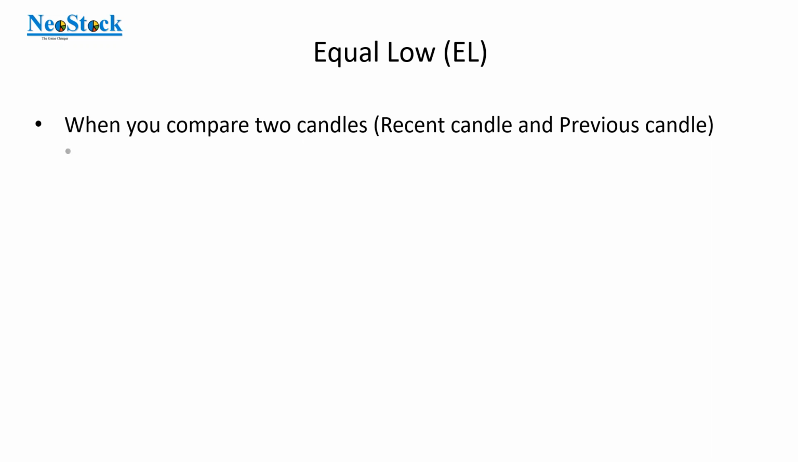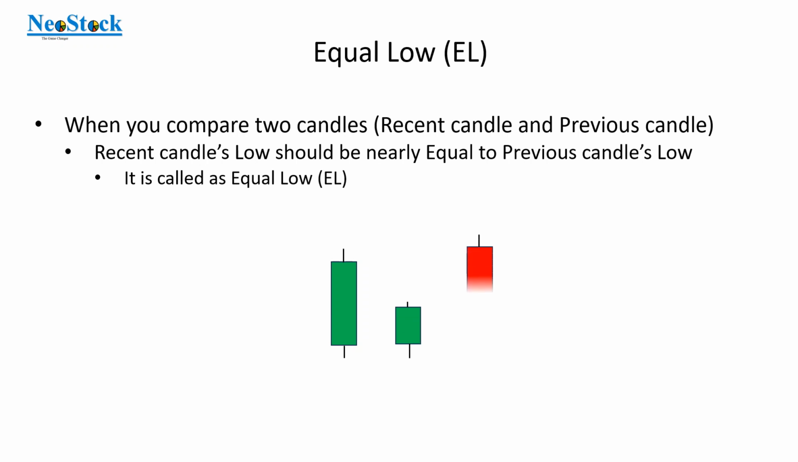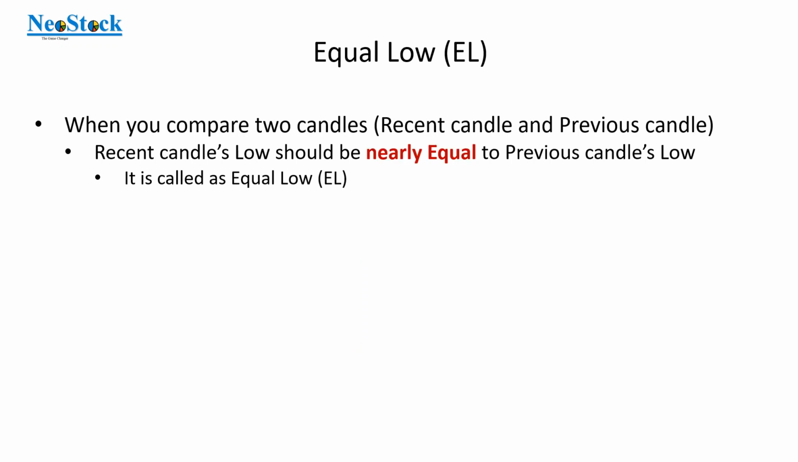When you compare two candles, the recent candle low and the previous candle low should be nearly equal. Then we can call it an equal low. Look at this candle and the next candle and even the next candle. Their lows are equal or nearly equal. In such a situation, we can specify the formation as an equal low between these candles. So what is nearly equal? We already discussed it for equal high. The same concept you can apply for lows also.